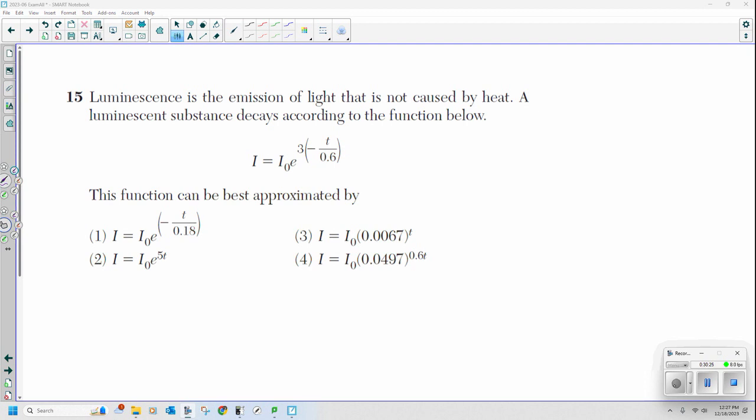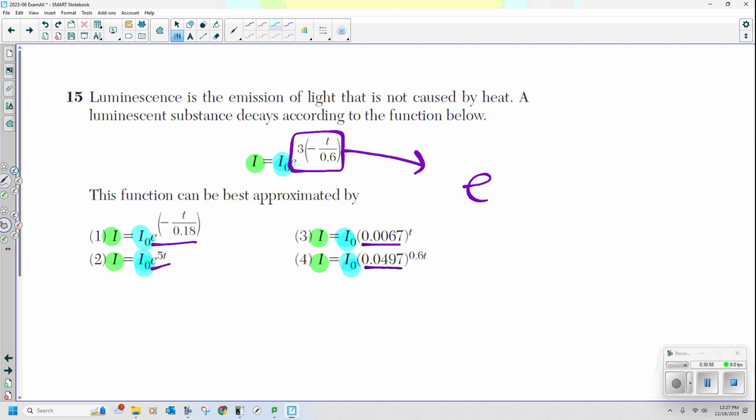This sounds so intimidating, but really, notice one thing. There's an I here, there's an I here, here, here, here. That's the same. There's an I sub 0, I sub 0, I sub 0 everywhere. So what they're really testing you on is to see if you can make this part right here equal to this part right here. So let's just do that.